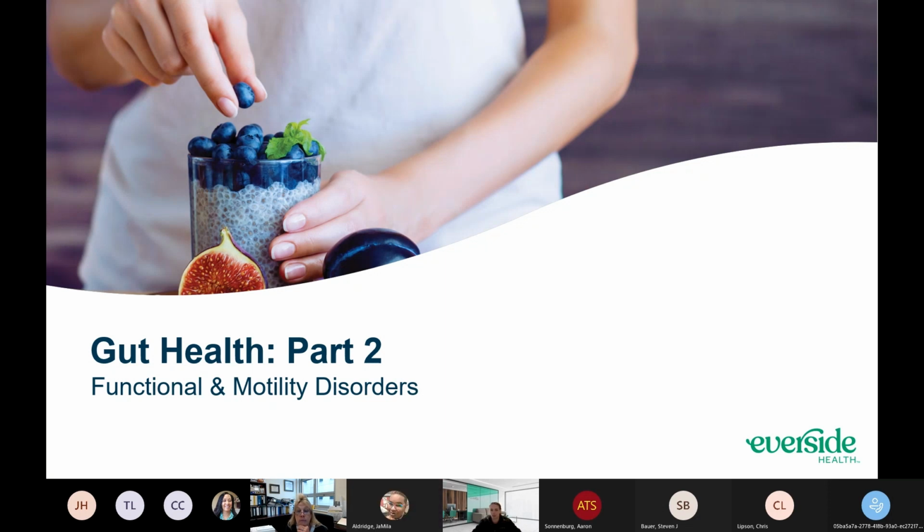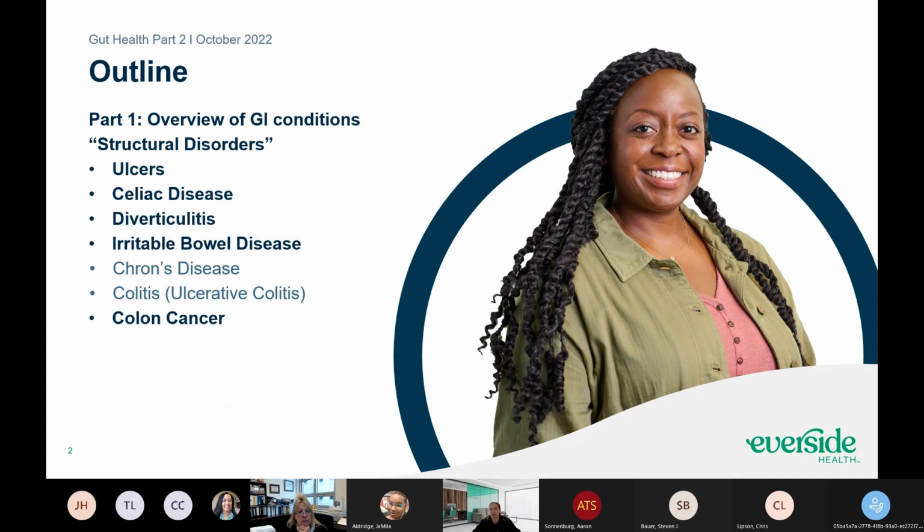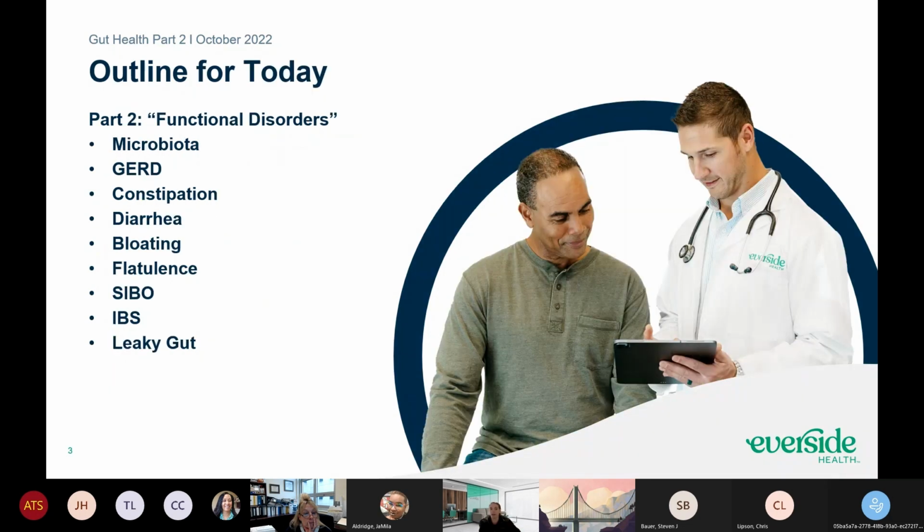Today we're talking about functional motility disorders. Just as a recap, last time we talked about structural issues, and we'll talk about the difference between those in a little bit, but today's more of a focus on functional issues. We're going to talk a bit about the microbiota because that impacts how our gut functions, and we'll talk about what that is. Acid reflux or GERD, constipation, diarrhea, bloating, flatulence or gas, small intestinal bacterial overgrowth or SIBO, irritable bowel syndrome, and leaky gut. So these are hopefully some terms you all have heard before, but we'll take a deep dive and explain some of these.